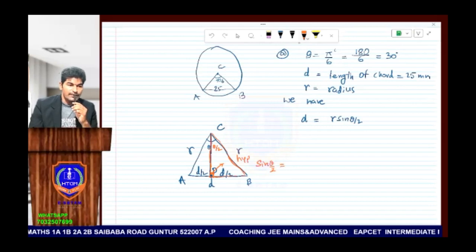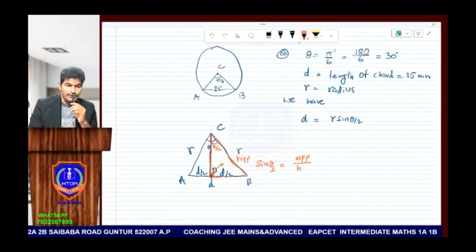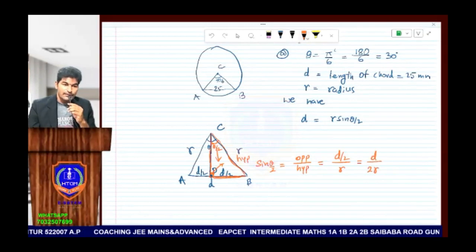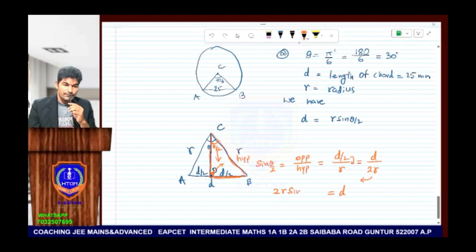Can you tell me what this angle is? This angle is theta by 2. What is sine? You know, opposite divided by hypotenuse. What is opposite? D by 2. What is hypotenuse? R. So sine theta by 2 equals D by 2R. Now do cross multiplication. Then D will be how much? 2R sine theta by 2.